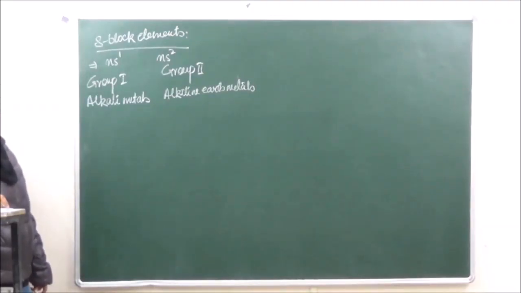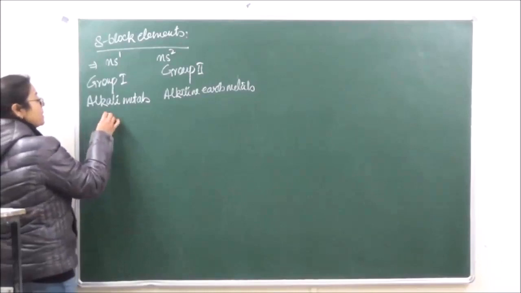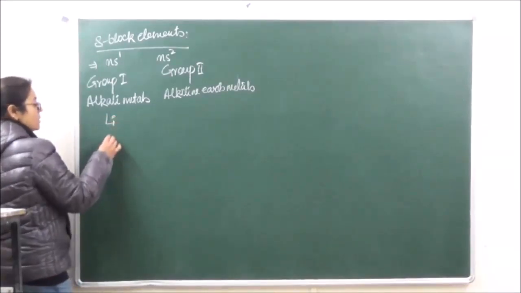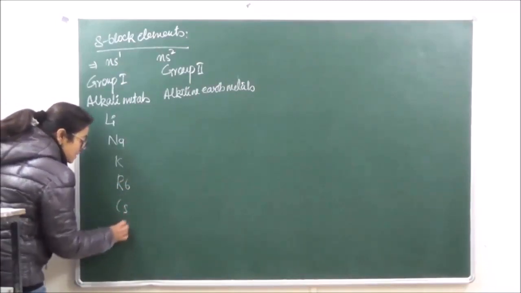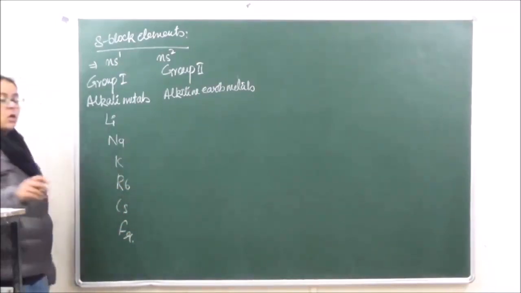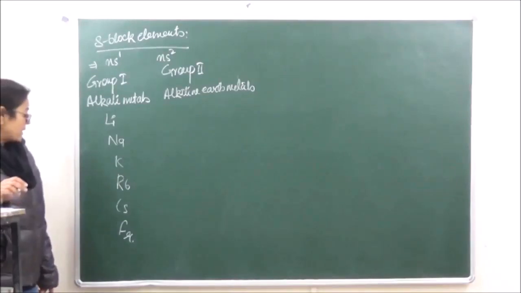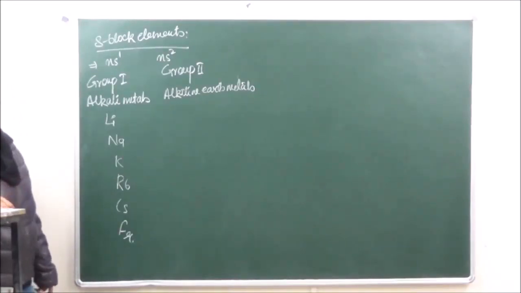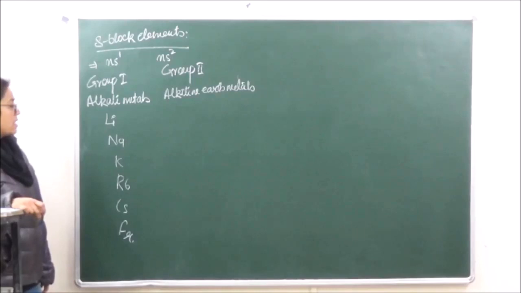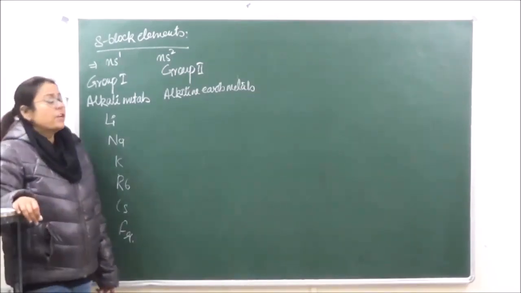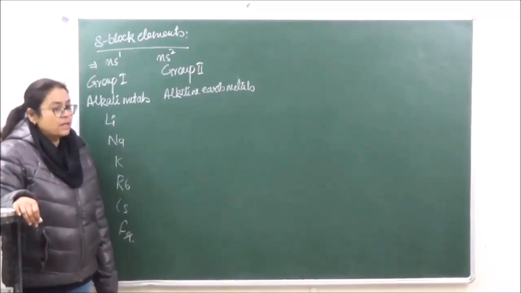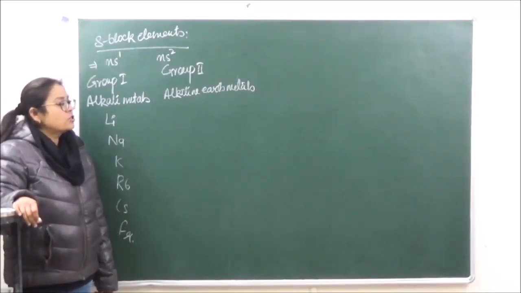Let's see the members of both these groups. In case of alkali metals, we have lithium, sodium, potassium, rubidium, cesium and francium. Over here, francium, the last element, is going to be radioactive in nature. So we are going to restrict our studies from lithium to cesium, because francium is going to be short-lived, it keeps on disintegrating. Okay, so we cannot study the chemistry of francium.